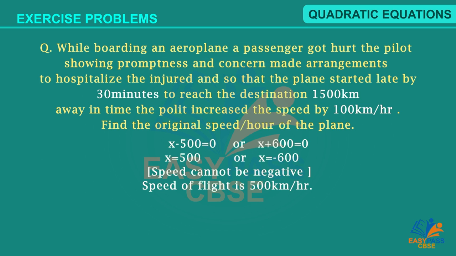X plus 600 equal to 0 gives x equal to minus 600, which is not a solution. Therefore, x minus 500 equal to 0. Therefore, x is equal to 500. Therefore, the speed of the flight is x is equal to 500 kilometers per hour.